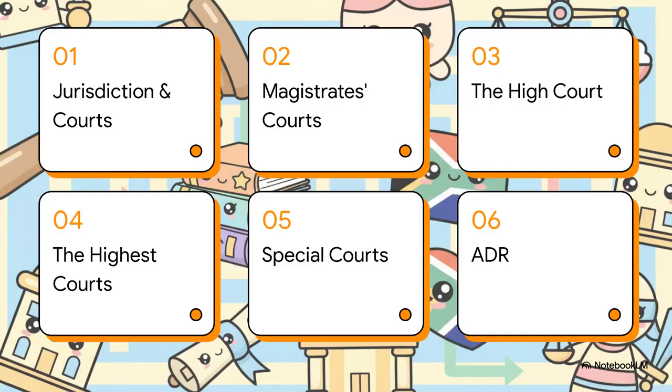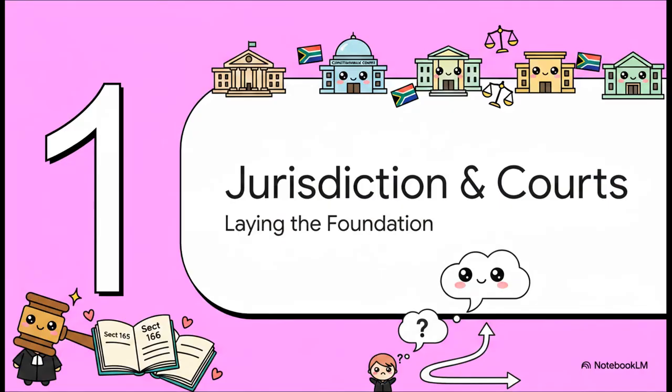All right, to get our brains organized, here's our agenda. 1. Jurisdiction and the courts. 2. The magistrates' courts. 3. The High Court. 4. The highest courts. 5. Special courts. And 6. Alternative dispute resolution. Okay, let's jump right into Section 1, Jurisdiction and the courts, laying the foundation.